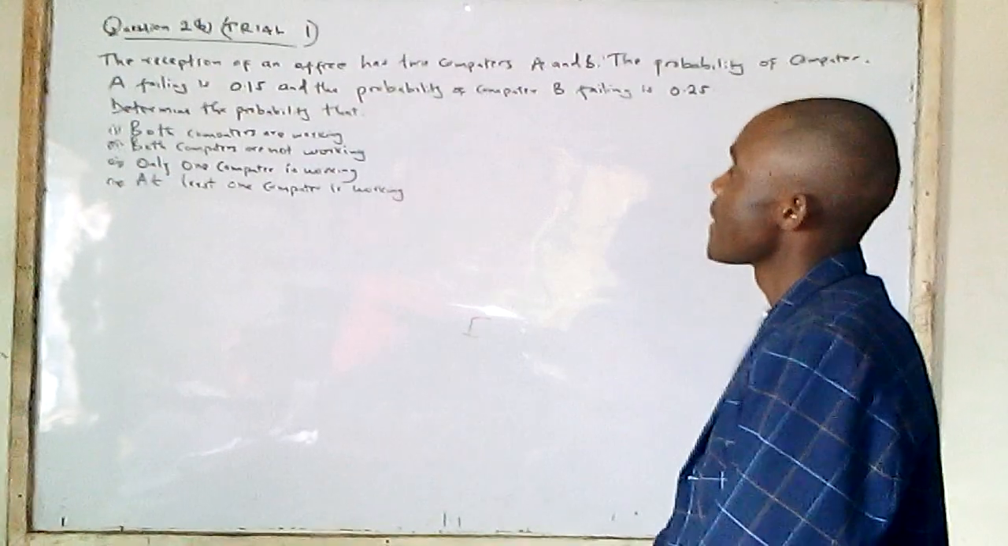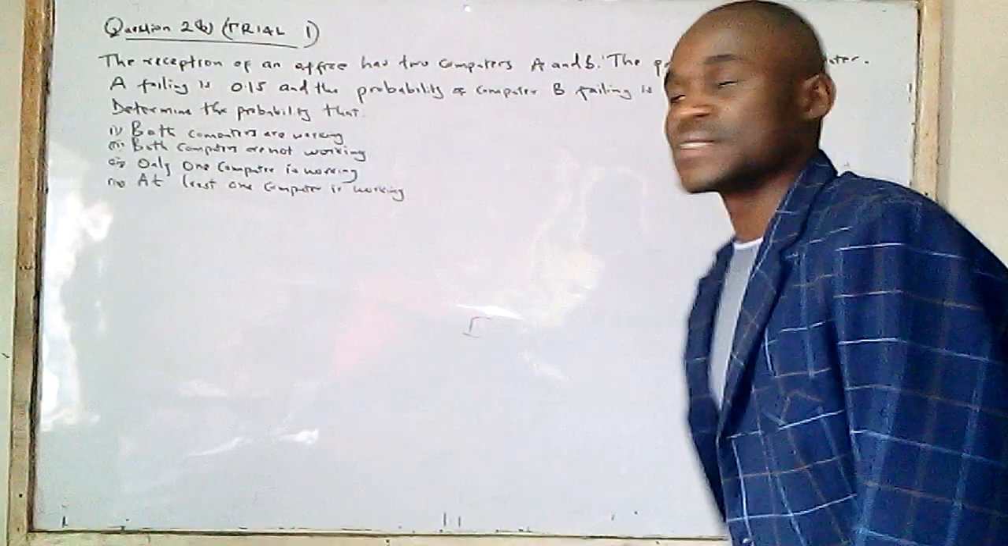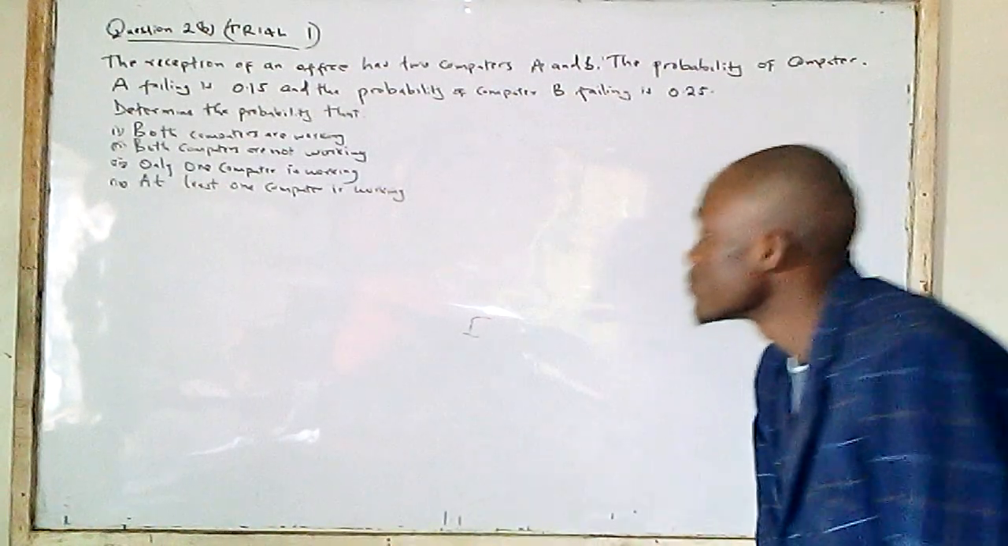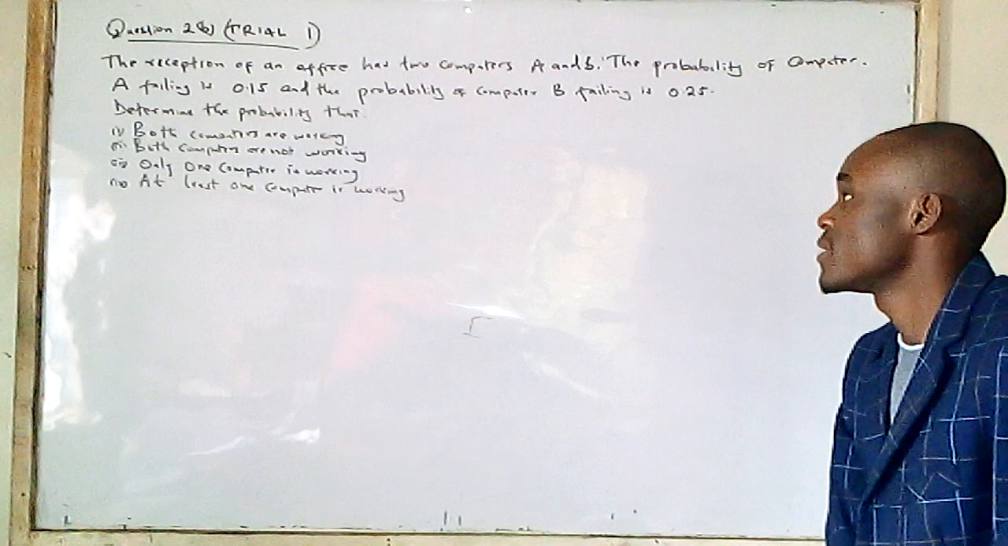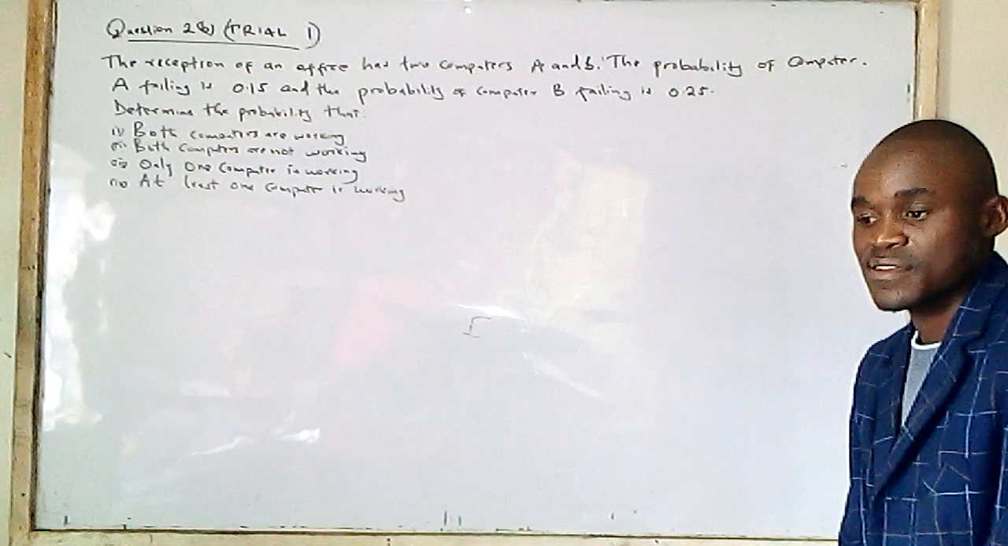Roman 2, both computers are not working. Roman number 3, only one computer is working. And Roman number 4, at least one computer is working.